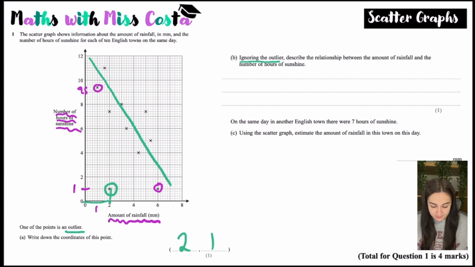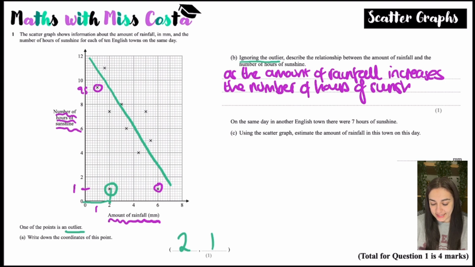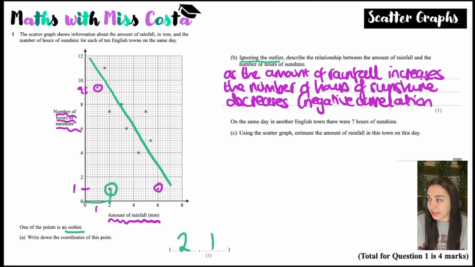So as the amount of rainfall increases, you can see that the number of hours of sunshine decreases. So this is generally what we call negative correlation. But the question is not just asking you what type of correlation there is, it's asking you to describe the relationship. So we need to do this in words and we need to use the context of the question.